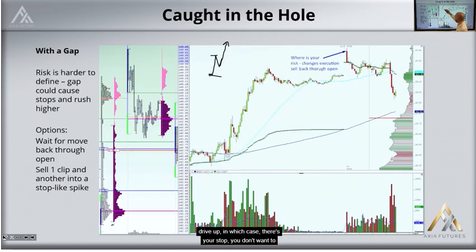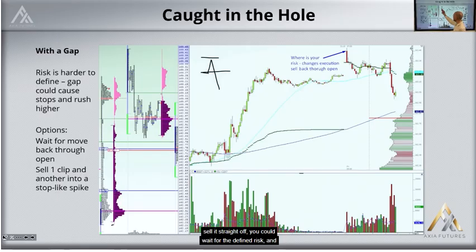This could be an open drive up, in which case there's your stop. You don't want to hold on to that. Ideally, taking that strategy, if we open here, you're looking for it to jump and go like that. As soon as you're back through the open, now you have a defined risk. And this leads to the alternate way of taking the trade.